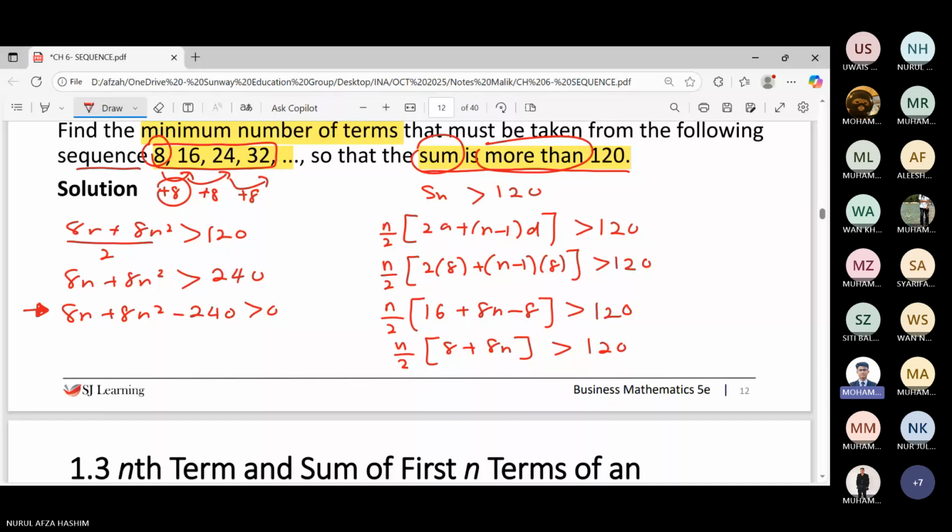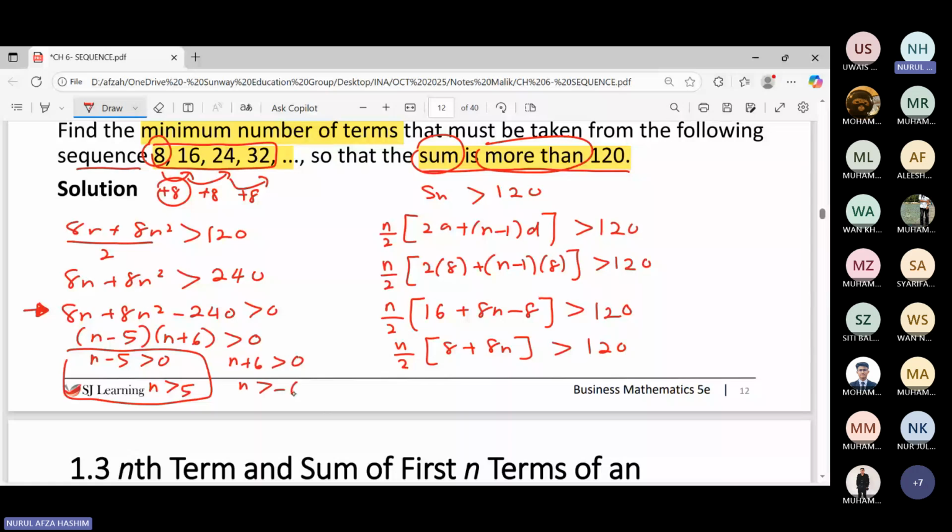N minus 5, and the other one, n plus 6, madam. Betul. So it's going to be n minus 5 and n plus 6 larger than 0. Make sure that you know how to factorize using the calculator. So you have two values here. N minus 5 larger than 0, so n should be larger than 5. Another one is n plus 6 larger than 0, so n larger than negative 6.